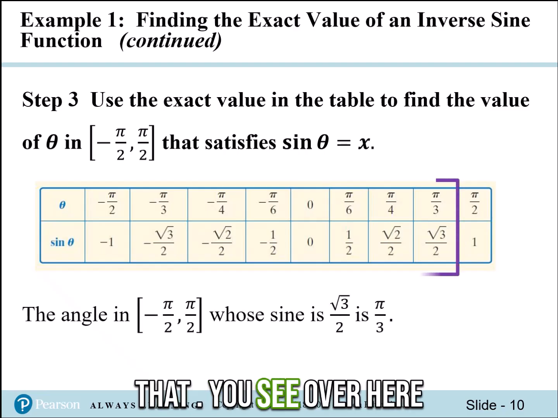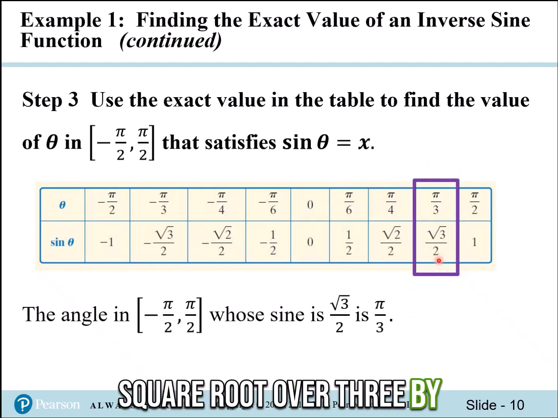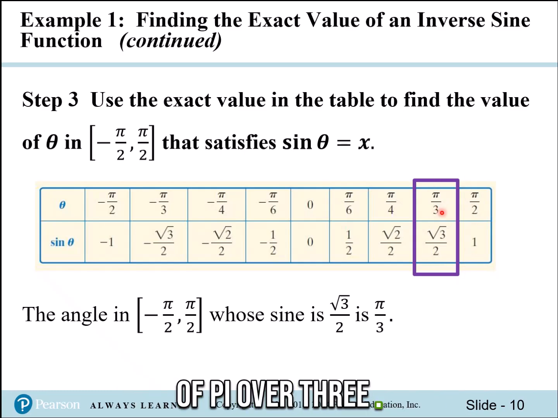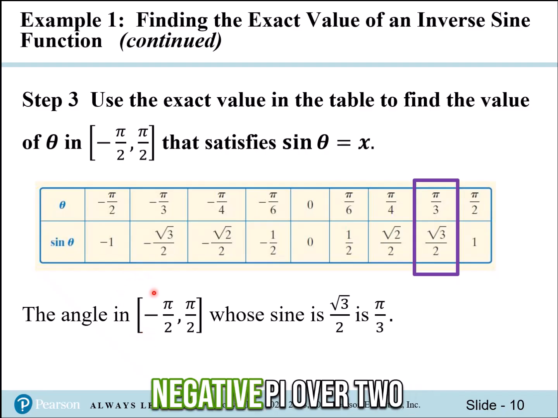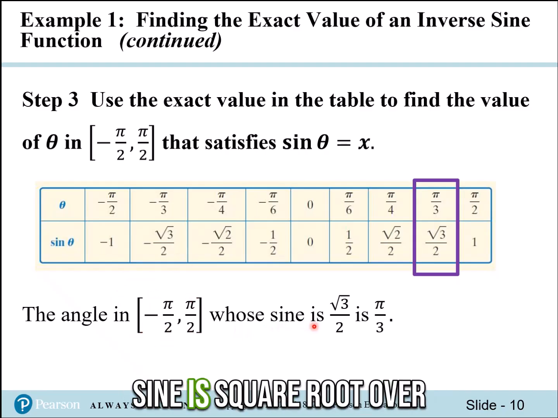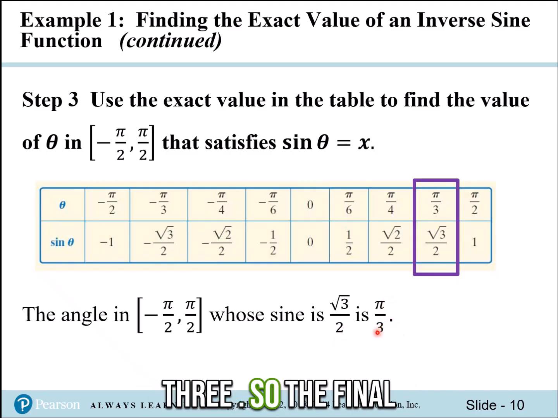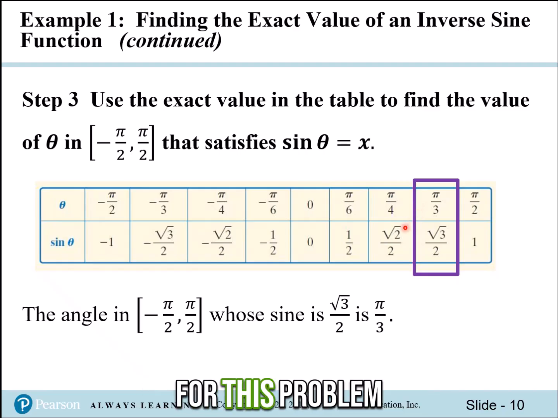Let's do that. You see over here they box this column. Square root of 3 by 2 has an angle measure of pi over 3. Therefore, the angle in the interval between negative pi over 2 comma pi over 2, whose sine is square root of 3 by 2, is pi over 3. So the final answer is pi over 3 for this problem.